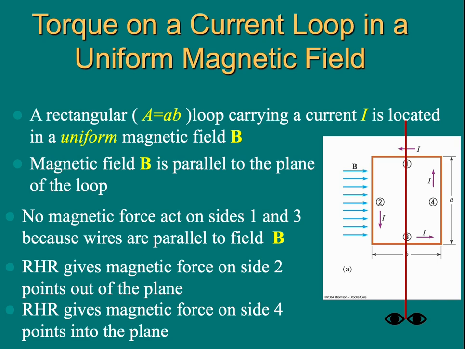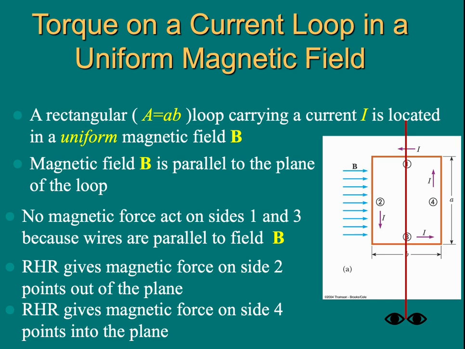For sides 1 and 3, the current is parallel to the magnetic field, so no magnetic force acts on sides 1 and 3. If we use the right-hand rule, we find the magnetic force acting on side 2 points out of the screen, which is pointing toward us. The magnetic force acting on side 4 points into the plane.